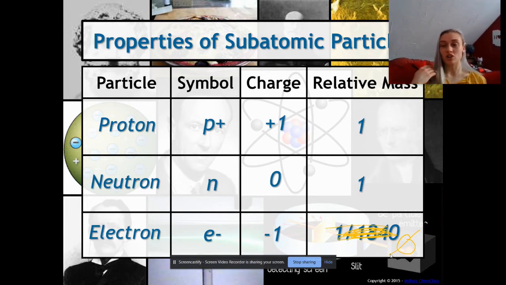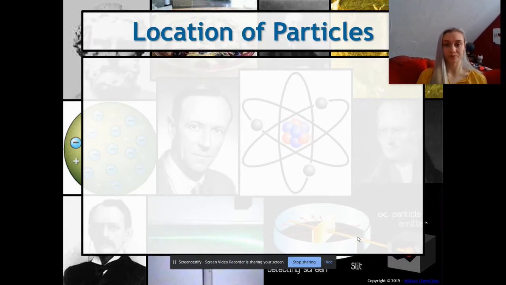So when we get into talking about the masses of atoms, we're usually going to add the number of protons plus the number of neutrons, but we're not going to add the number of electrons because electrons weigh nothing. Okay? So those are our 3 subatomic particles. Those are their charges, those are their masses, and that's the symbol I might use to write them.